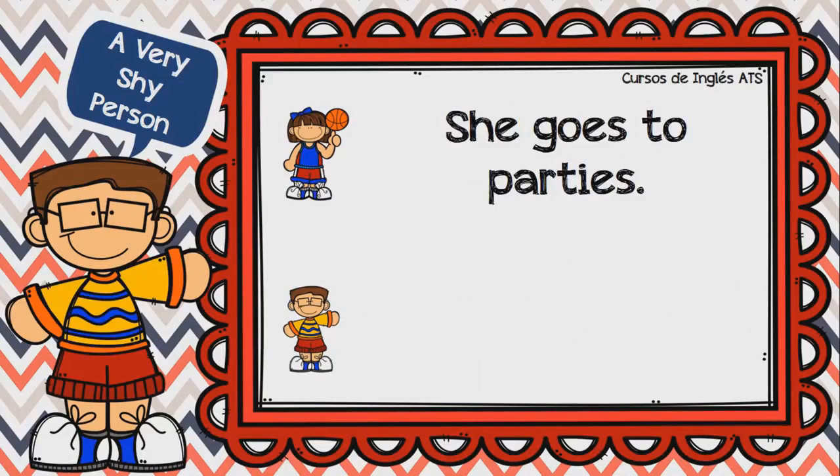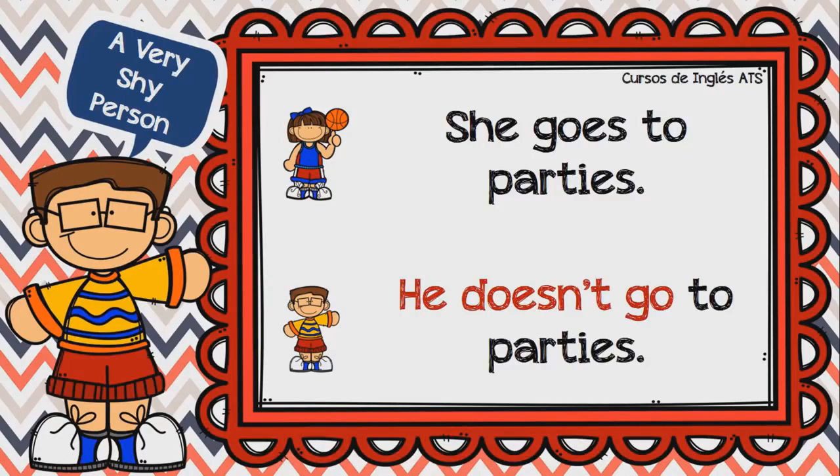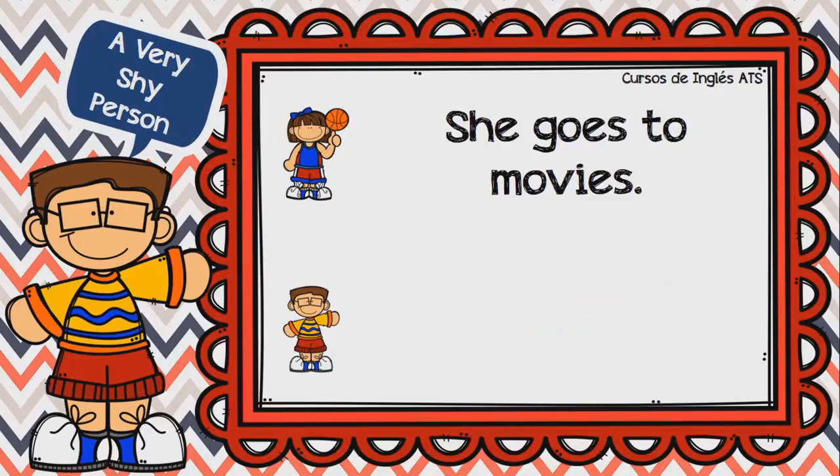She goes to parties. How would you use this sentence to describe Sheldon? What is the negative sentence? He doesn't go to parties. Very good. The next one.